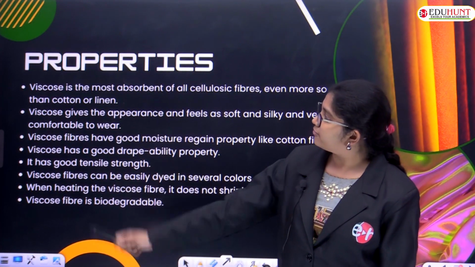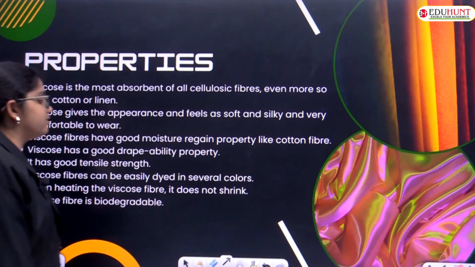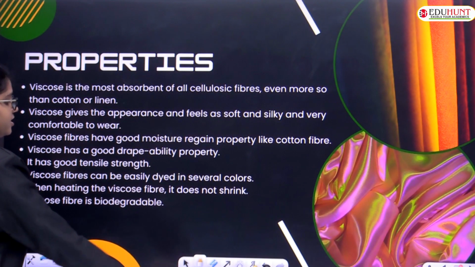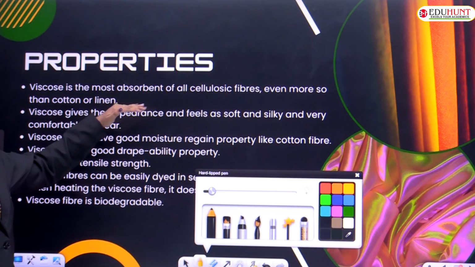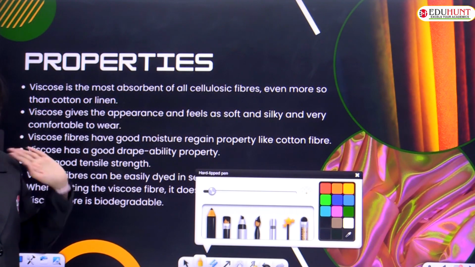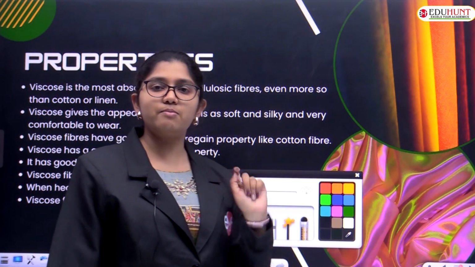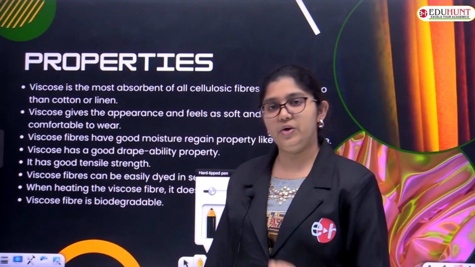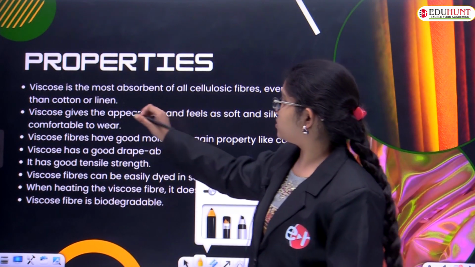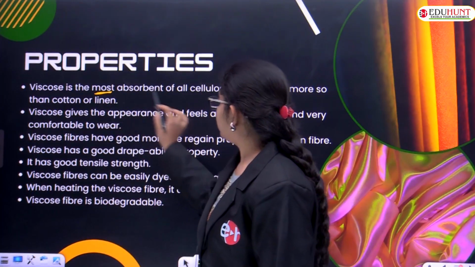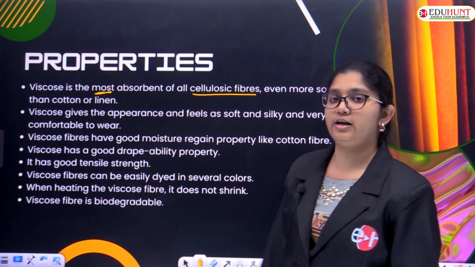Okay, now what is that first point, children? Viscose is the most absorbent of all cellulosic fibers. I told you already, rayon has a very good property of absorbing sweat and moisture. It can happily trap sweat. So viscose is the most absorbent of all cellulosic fibers.